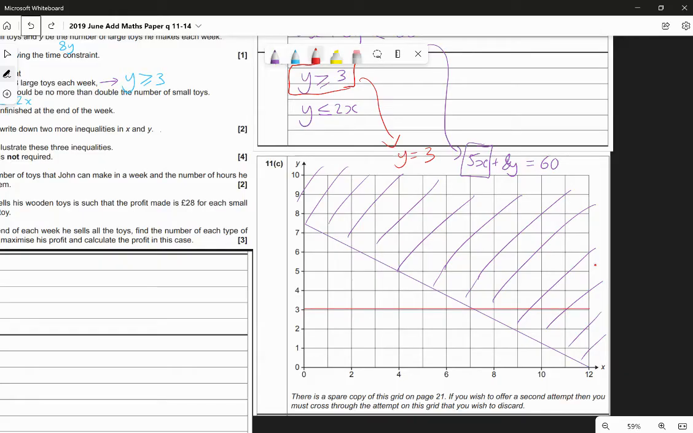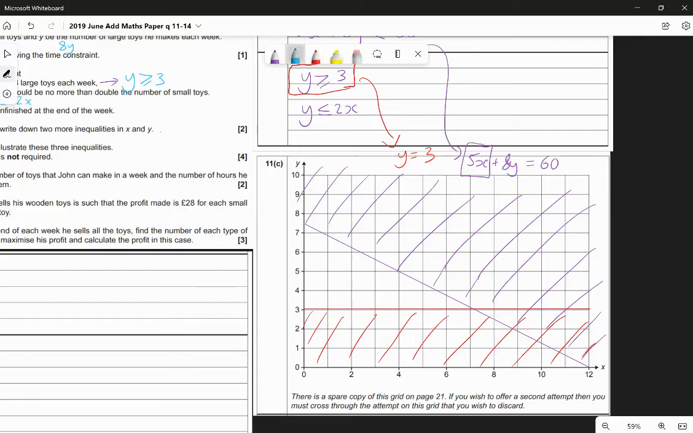Goes through y equals 3 just there. Okay. And I want y to be greater than or equal to 3, so I want above that line. So I do not want below that line. I don't want y coordinates below 3. I want y coordinates greater than or equal to 3. So I don't want this side. That was the easiest one.